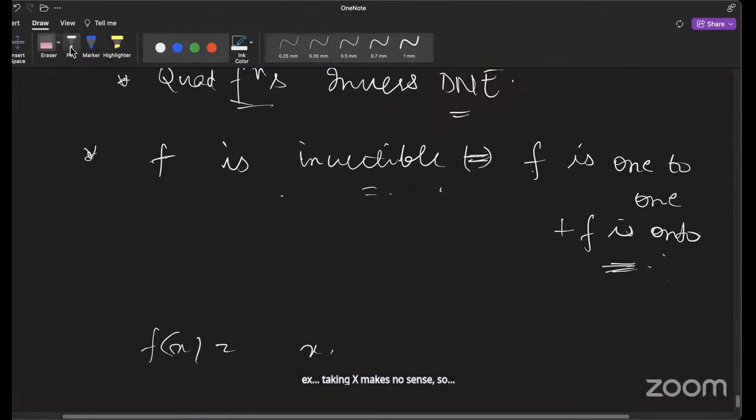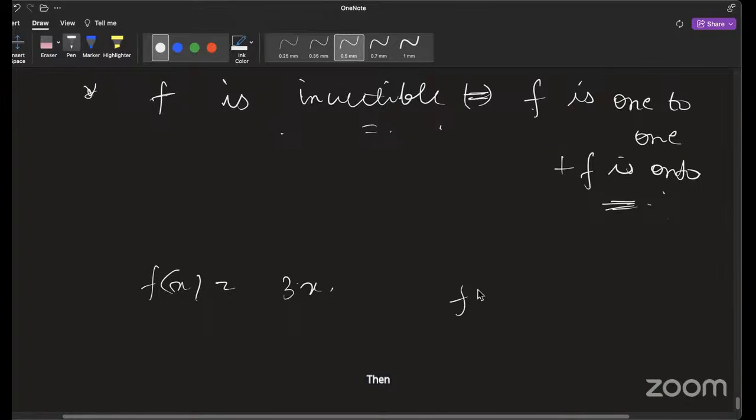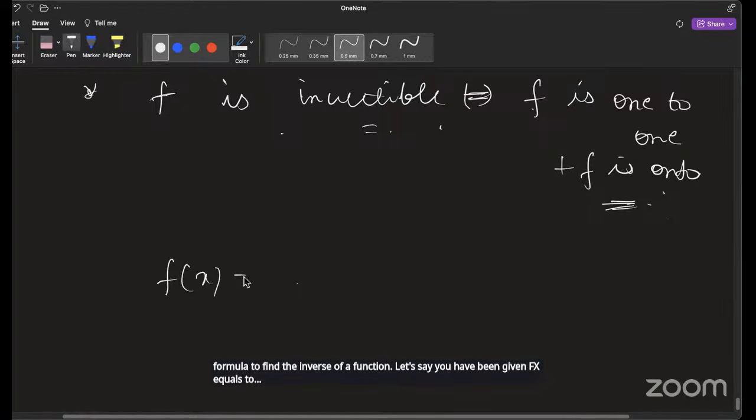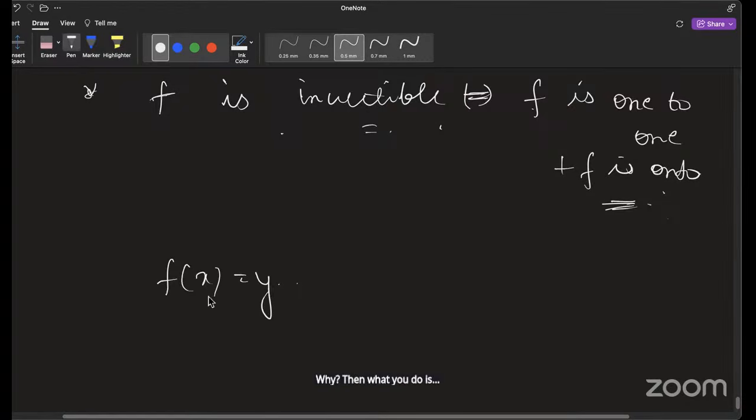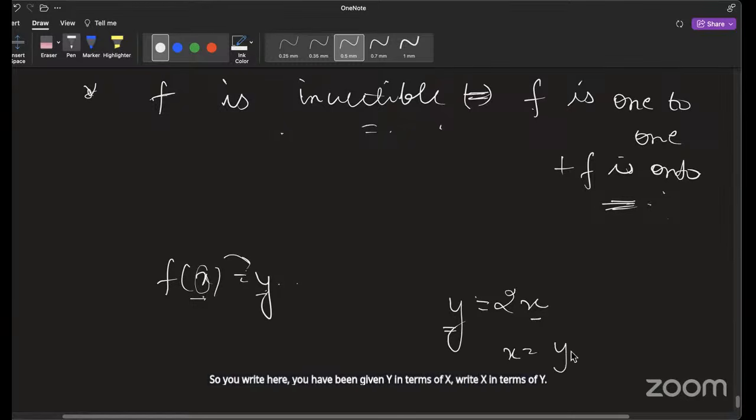So if you have 2x, then what should be f inverse of x? How do you find it? Let me give you a simple formula to find the inverse of a function. Let's say you have been given f(x) equals y. Now here you have y in terms of x. That's how you write functions, right? The function is in terms of x. So what you do is you write x in terms of y. For example, let's say you have the function 2x. You have been given y in terms of x, so write x in terms of y. So x will be y by 2.